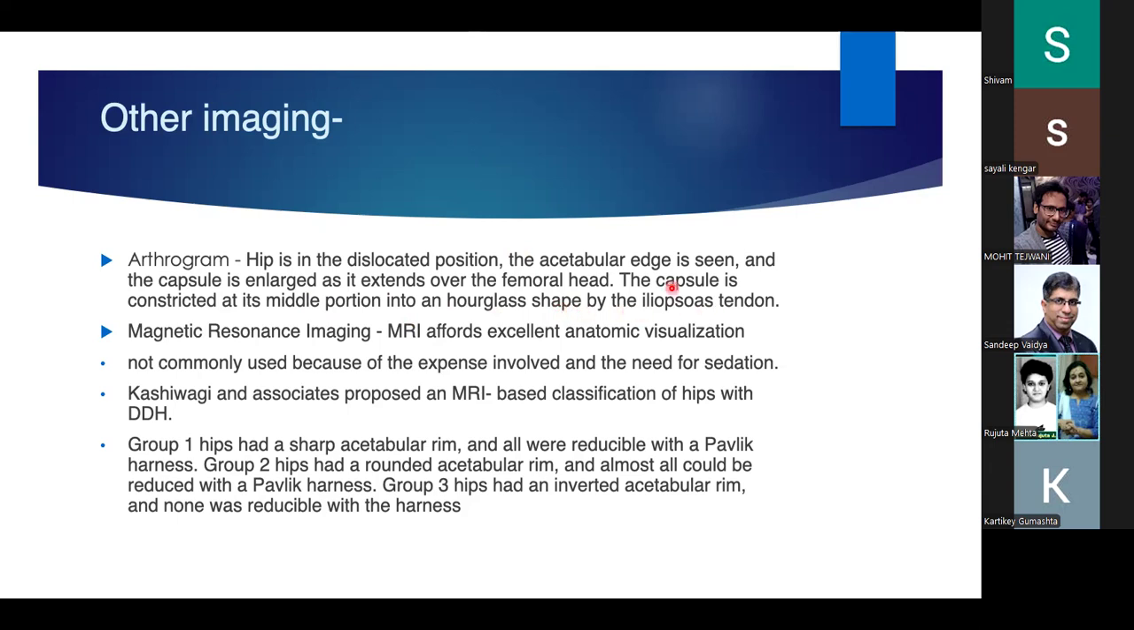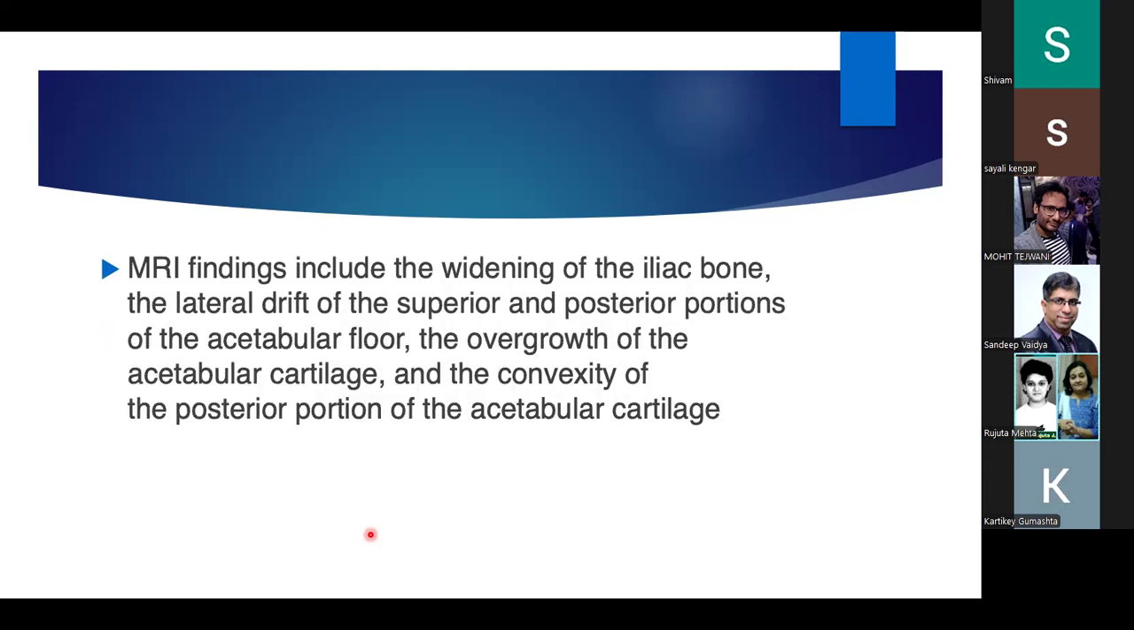Other investigation is MRI. MRI offers excellent anatomic visualization, but is not commonly used because of the expense involved and the need of sedation. Kashiwagi and associates proposed an MRI-based classification of the hip with DDH, in which Group 1 hips had a sharp acetabular rim and all were reducible with a Pavlik harness. Group 2 hips had a rounded acetabular rim and almost all could be reduced with Pavlik harness. Group 3 hips had an inverted acetabular rim and none was reducible with the Pavlik harness.